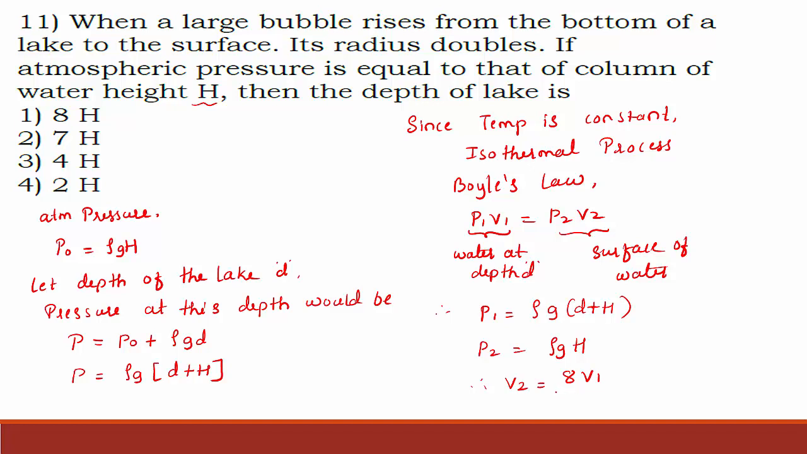According to this numerical problem, when radius is doubled, volume is 8 times its initial value. Now substituting these values in Boyle's law, directly I can write D equal to 8H, this is 8 times, minus initially H, so we can take it as 7H. Hence, the depth of the lake is 7H.